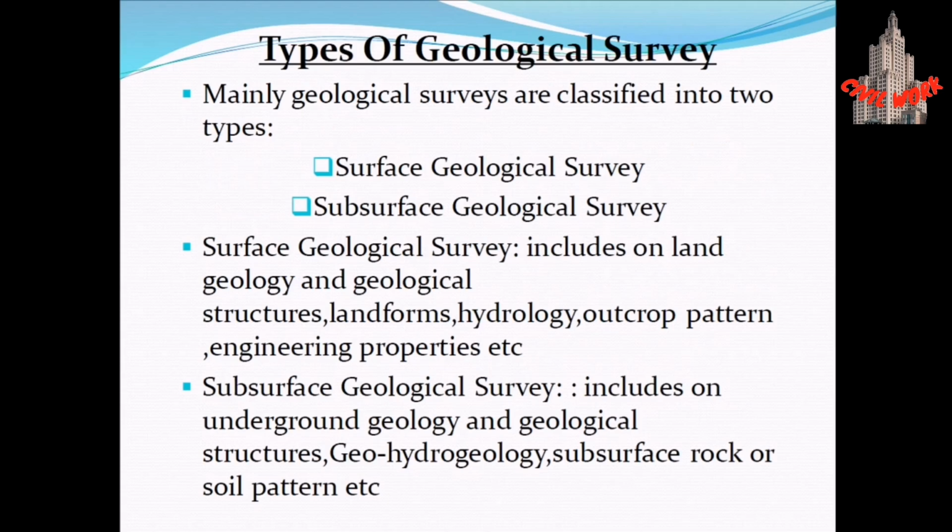Types of geological survey. We have discussed earlier there are two types: surface geological survey and subsurface geological survey. Surface geological survey includes on land geology and geological structures, landforms, hydrology, outcrop pattern, engineering properties, etc. Whereas the subsurface geological survey includes underground geology and geological structures, geohydrology, subsurface rock or soil pattern, etc.